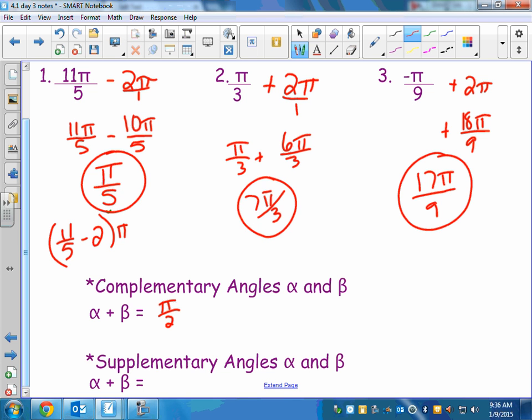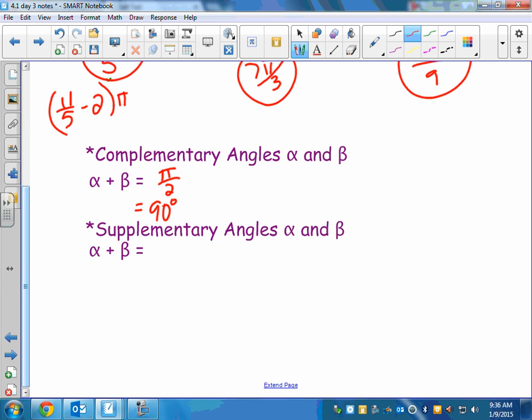Or you can say 90 degrees if it's in degrees. So if they give you one angle, you just have to subtract that from 90 degrees or pi halves to find its complement. Okay? And supplementary angles are two angles that add up to 180 degrees, or in radians, that would be pi radians, or 180 degrees.